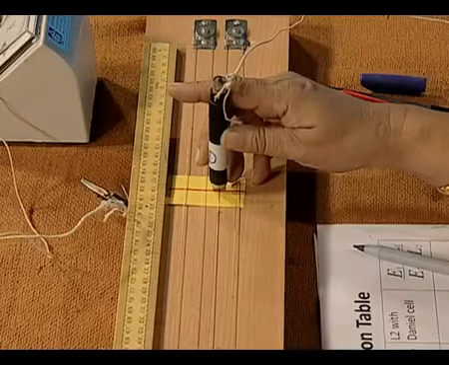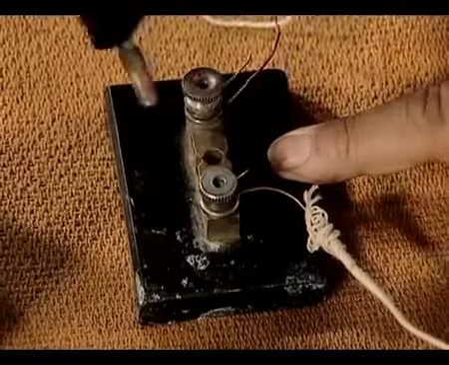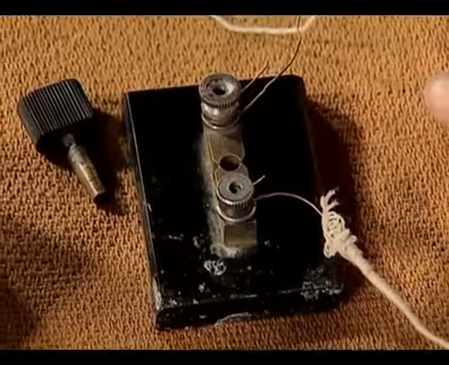So, 117.5 is the reading with our Daniell cell. Switch off the current here. If you find the ratio of these two lengths, that will be the ratio of the EMF.